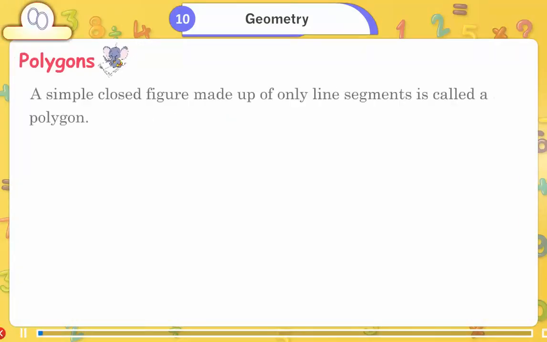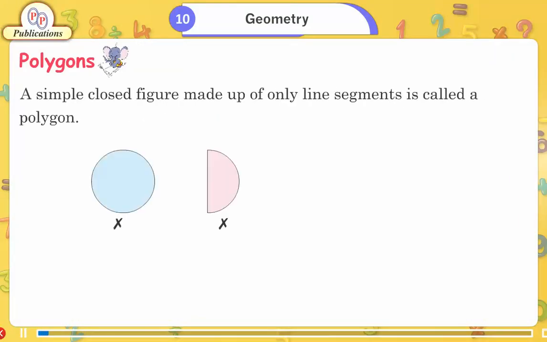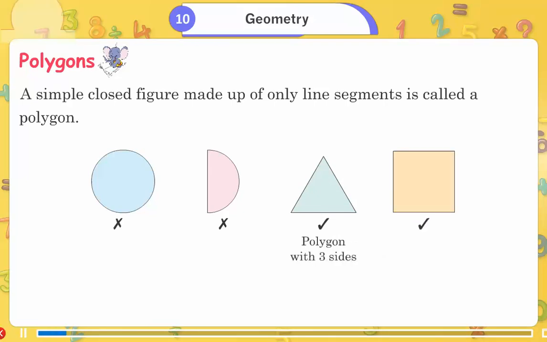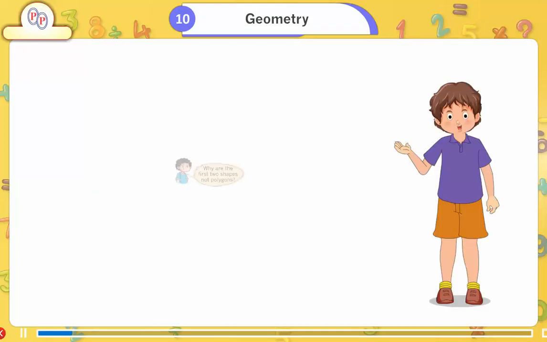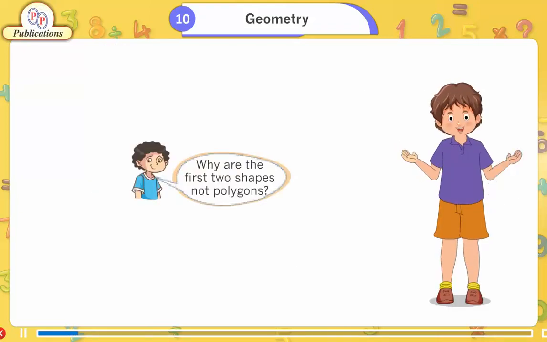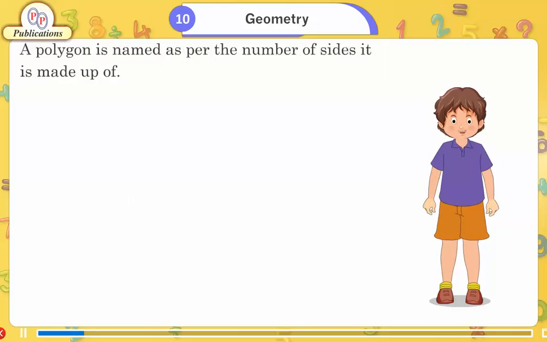Polygons. A simple closed figure made up of only line segments is called a polygon. Polygon with 3 sides. Polygon with 4 sides. Why are the first two shapes not polygons? A polygon is named as per the number of sides it is made up of.